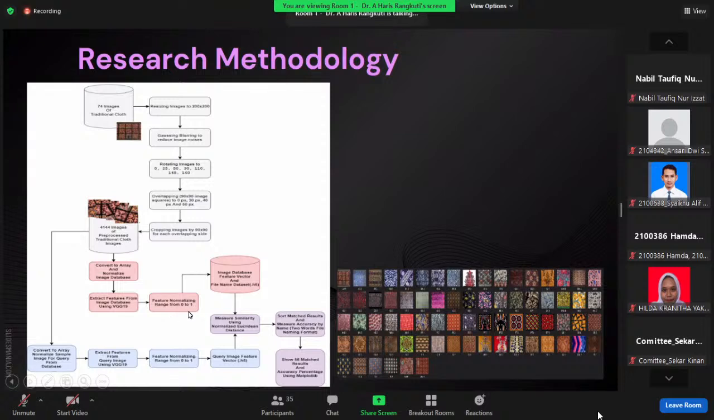Features are normalized in the range from 0 to 1, and the image dataset's feature vectors and file names are stored to measure similarity. After converting to array, extracting features, and normalizing the range, there is a comparison between the query image and the image database, measuring similarity, sorting the matches, and showing the results, 56 match results in every image, in every pattern cloth.